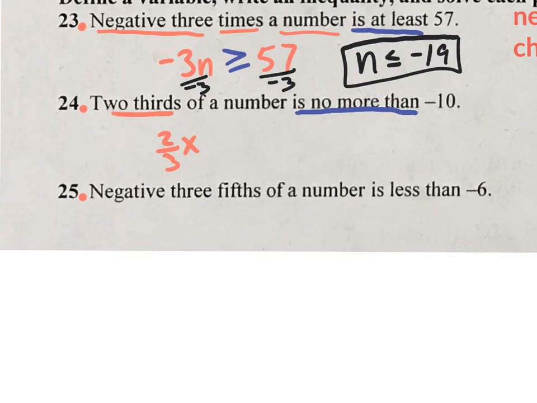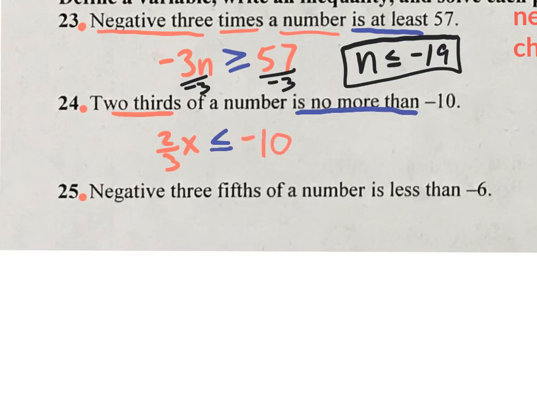Like if I say you can't be more than 4 feet tall to get into this kid ride at Disneyland, right? No more than 4 feet tall. So could it be 4 feet tall? Yes. Could it be more than 4 feet tall? No. So what are we really saying? We're saying 4 feet tall or less, right? So when we say no more than, what that's really saying is less than or equal to. Okay? So we're going to say less than or equal to negative 10.